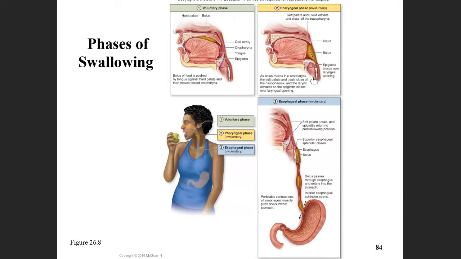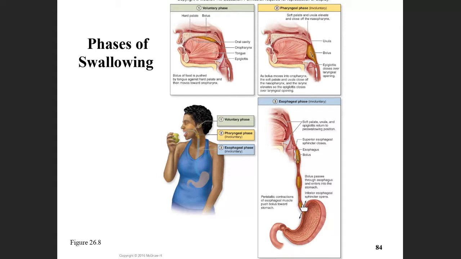And then the next stage is called the esophageal stage. The esophageal stage is the involuntary stage. It's the time during which the bolus passes through the esophagus and comes into the stomach. It takes about 5 to 8 seconds. The presence of the bolus in the lumen of our esophagus can initiate peristalsis movement. Peristalsis movement helps the bolus come down, as you see here. It comes down until it reaches the lower or inferior esophageal sphincter.